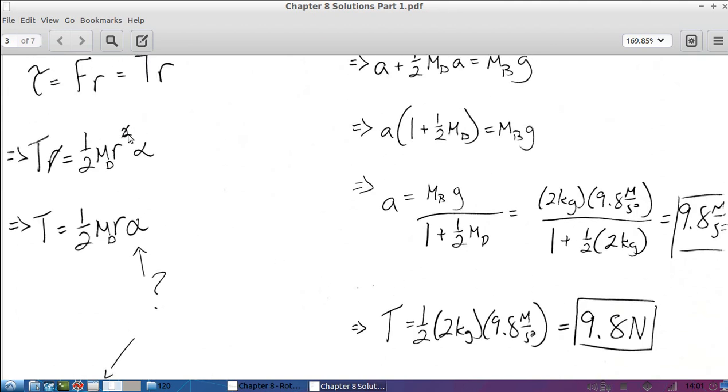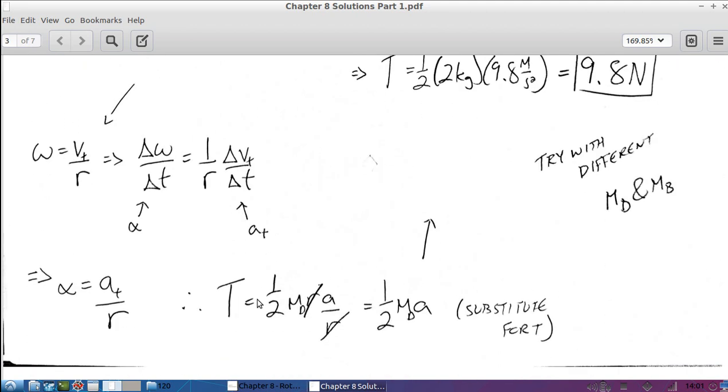So one r went away here when I solved for the tension. I've got 1/2 mr times a over r. Now this r term goes away. So now my tension is actually 1/2 the mass of the disk times the acceleration. So I have an expression for T. I haven't solved for it yet, but I've got an expression for T.